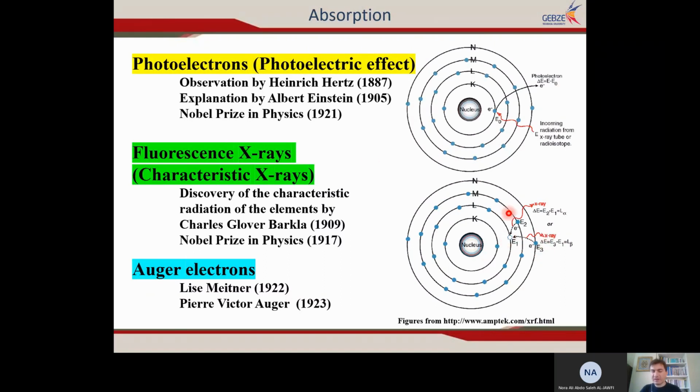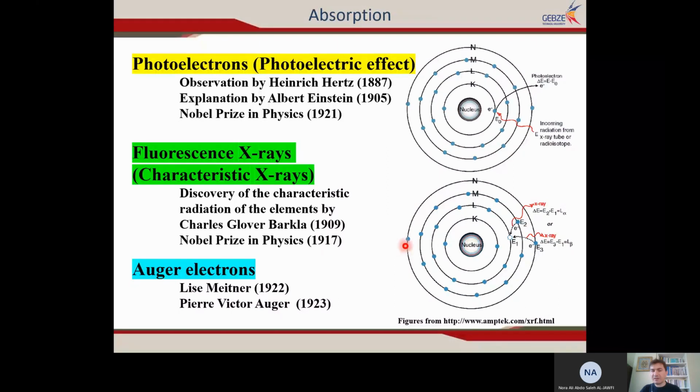In the fluorescence X-ray case, I have told you that this delta E is converted to a fluorescence X-ray, but with a very small percentage. This delta E can be transferred to the outer shell electrons here. So this energy difference can be transferred to the outer shell electrons, and if this delta E is bigger than the binding energy of this outer electron, then this electron can be free. These are the Auger electrons.